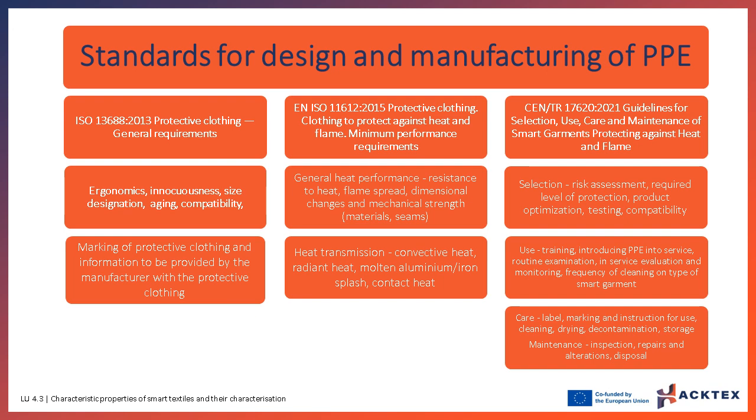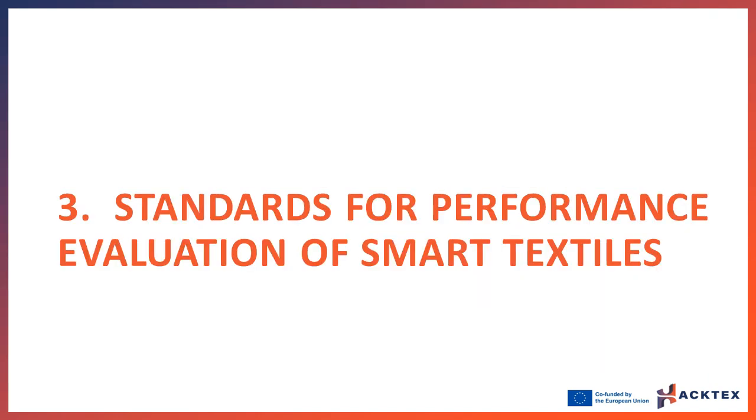ISO 11612 presents tests to determine the extent to which clothing is capable of enduring industrial heat, in terms of general heat performance and heat transmission. CEN/TR 17620 is the basis for design and manufacturing of PPE with integrated smart textiles for thermal and heat protection. Standards for Performance Evaluation of Smart Textiles.